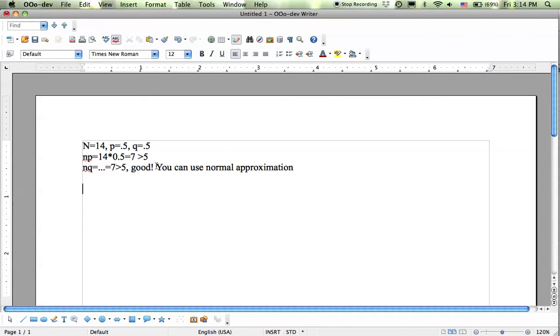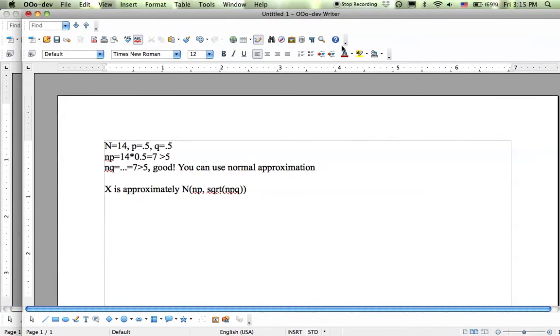Then what normal distribution does it follow? So x is approximately normal with mu equal to n times p, and the standard deviation will be the square root of n times p times q. Okay, you can check the table for this part.